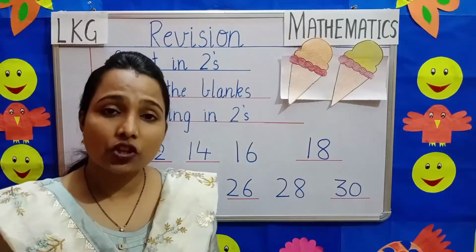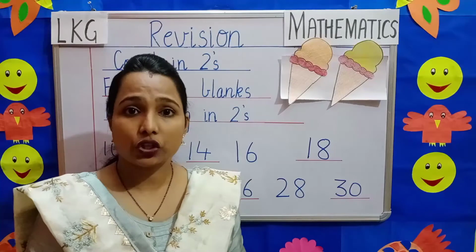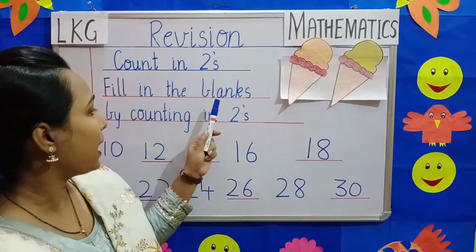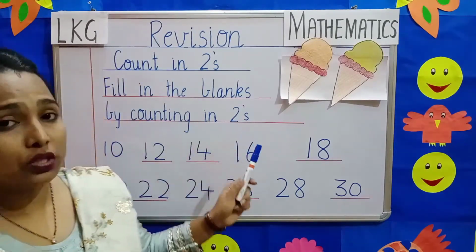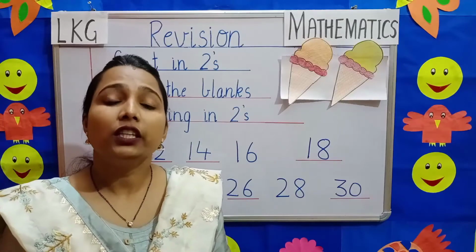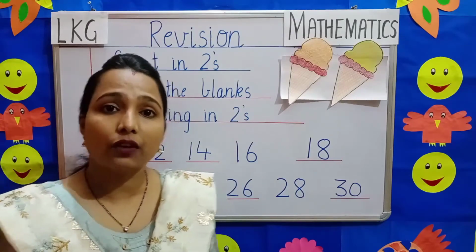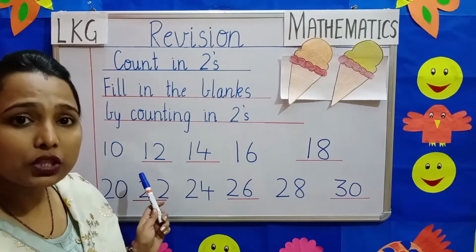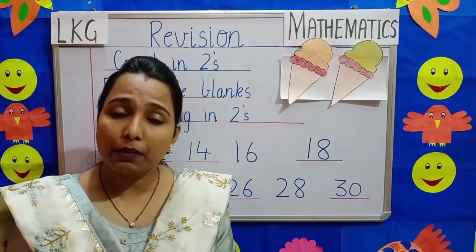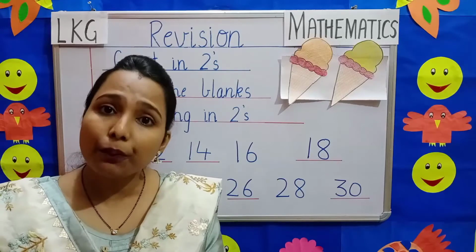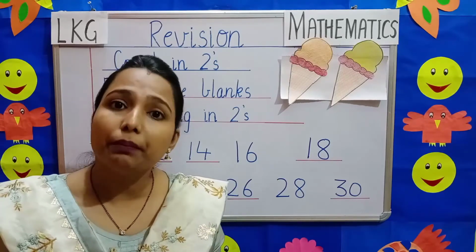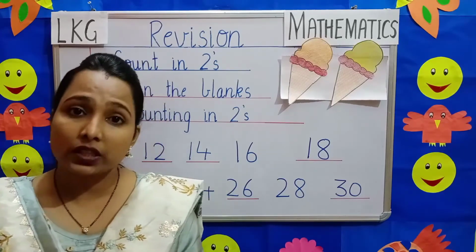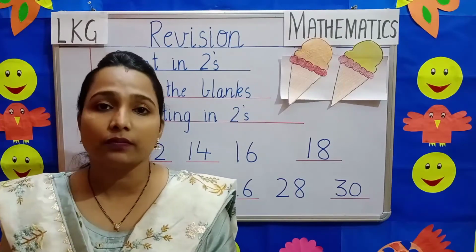So now you see, children, whenever you get a question like this, fill in the blanks by counting in twos, it is not necessary that the question will always begin from 2. It can begin from any other number in between. You have to only remember that here we skip one number and the other number becomes our answer. So that is counting in twos.